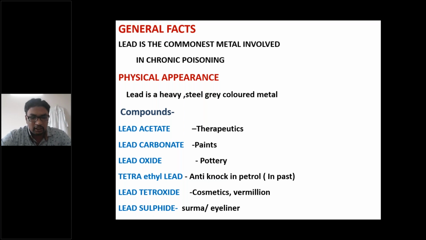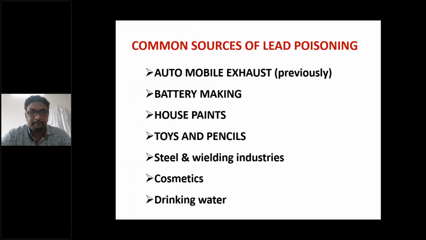So these are some of the compounds of lead which are used in different industries and their uses. Lead compounds are used in pharmaceuticals, in paints, in pottery, in petrol as an anti-knock agent, and in cosmetics, in vermilion, surma and eyeliner.